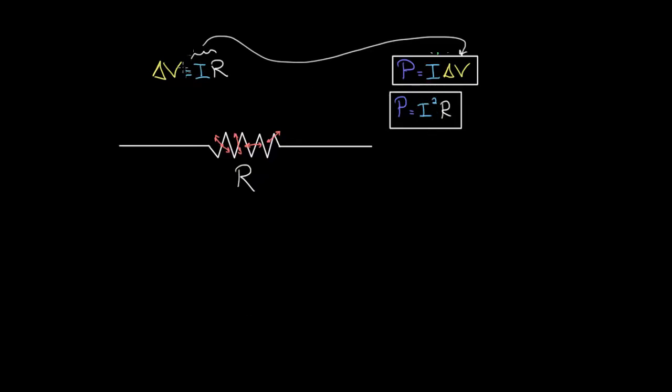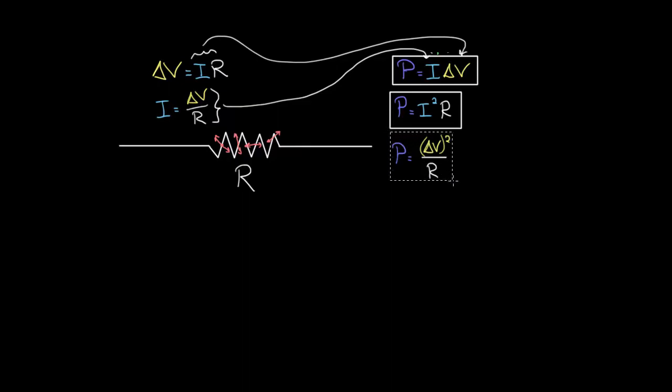Or there's one more. I could have solved this Ohm's law formula for I, and I'd get that I equals delta V over R. And then if I plug delta V over R in for I up here, I'd get an alternate expression for the power. I'd get that the power equals delta V over R times delta V, which is just delta V squared, the voltage across that resistor squared, divided by the resistance of that resistor. And this formula might be more useful if you know the voltage and the resistance, but you don't know the current. So depending on what you know, these can get you the power used by a resistor.